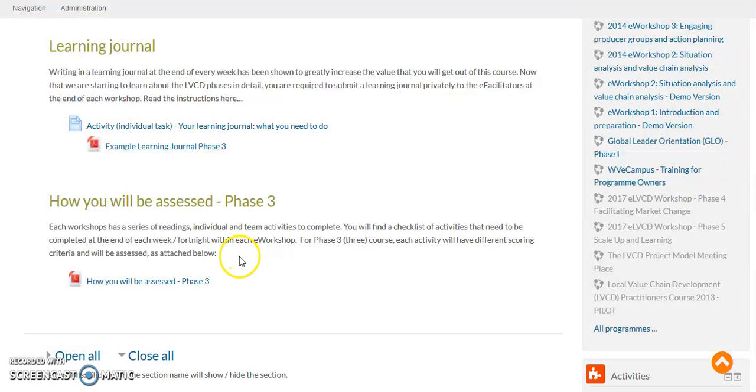For this phase, we have provided you with how you will be assessed. For the Phase 3 course, each activity will have different scoring criteria and will be assessed as attached in this document.